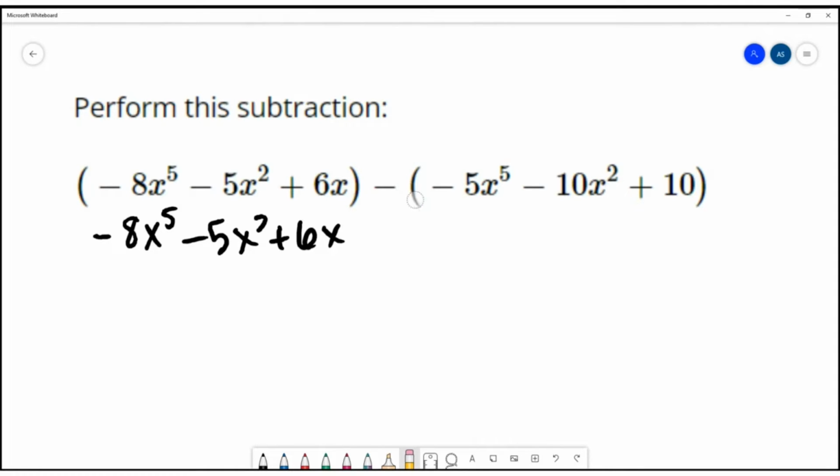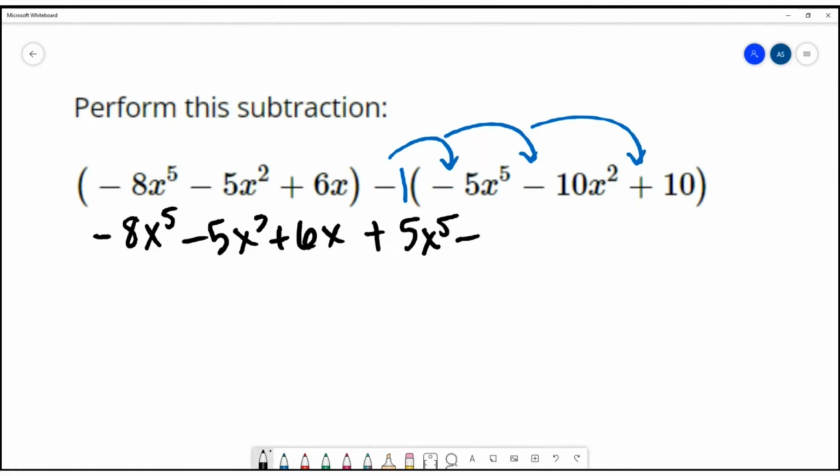In order to get rid of these parentheses, I need to distribute that negative 1 to every term inside the parenthesis. So negative 1 gets distributed to every term inside, and we'll get plus 5x to the 5th plus 10x squared minus 10. So that's how we remove the parentheses. Once they're gone, then we can combine like terms.